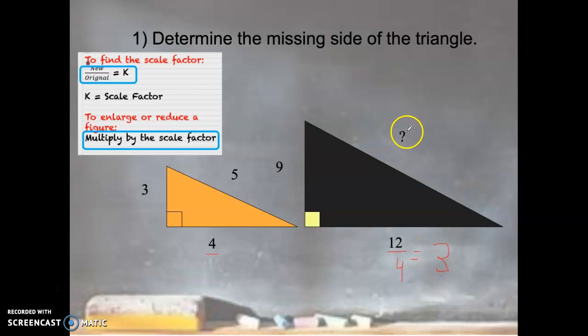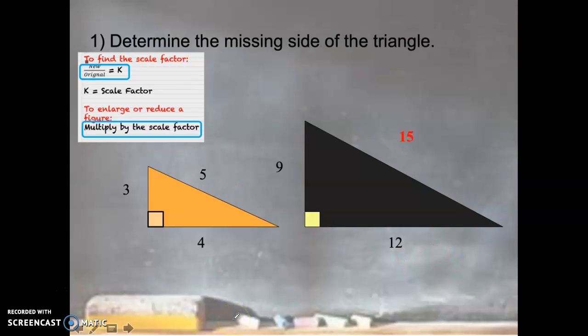So to find this one, all I have to do is find the corresponding 5 that corresponds with my question mark. So if I do 3 times 5, I should get 15. So that's how you do it. Again, all you have to do is find the scale factor and then multiply.